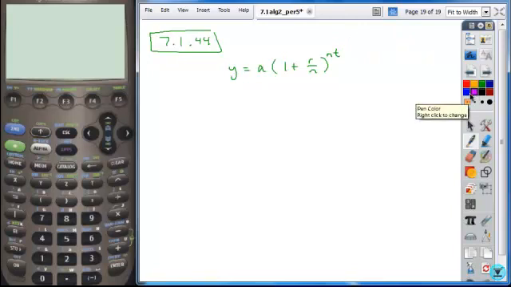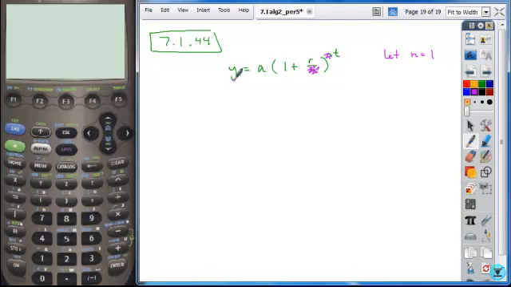And so what you're going to do in this is you're looking to find what R is. So here we're only going to calculate the interest once per year. So the n value is just 1. There's only one compounding per year. So we can pretty much eliminate these two, right?